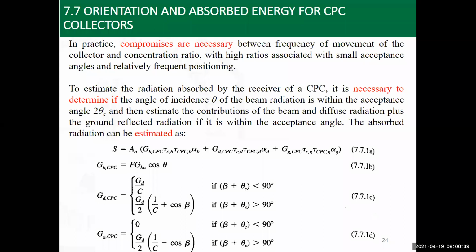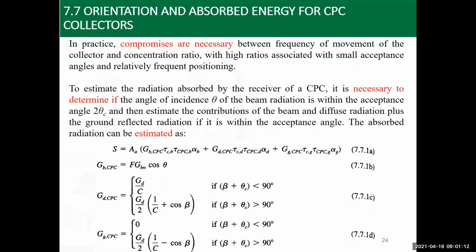So these 3 equations here are estimating the values of GB, where B stands for beam radiation of the CPC, GD, diffuse radiation of the CPC, and GG, which is the ground radiation component of this collector. Values of these depend on beta and theta C. Beta is the inclination angle of the collector, and theta C is the acceptance angle.